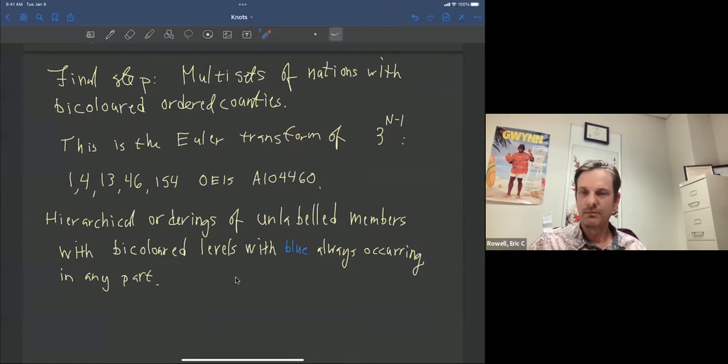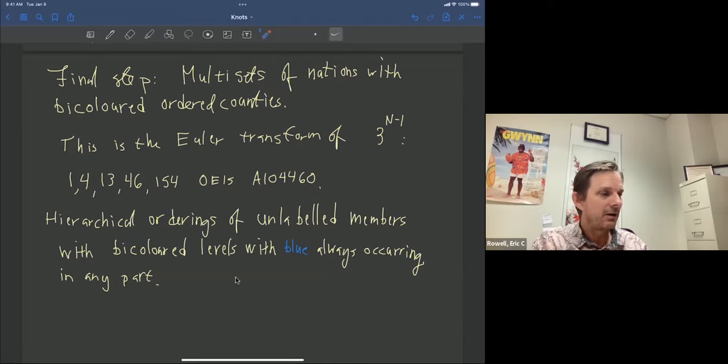And we do the Euler transform to the sequence 3 to the n-1, and we start getting these numbers. And these are exactly the size of these transversals. So this goes by rank, 1, 2, 3, 4, 5 on up. And so we have exactly a count of how many solutions, or orbits of solutions, there are.